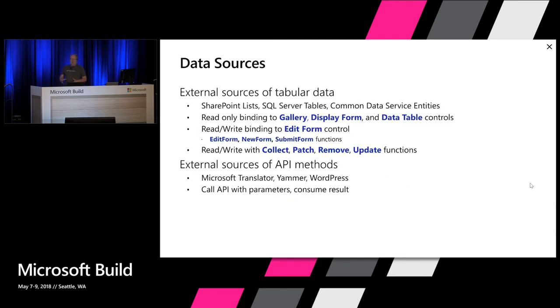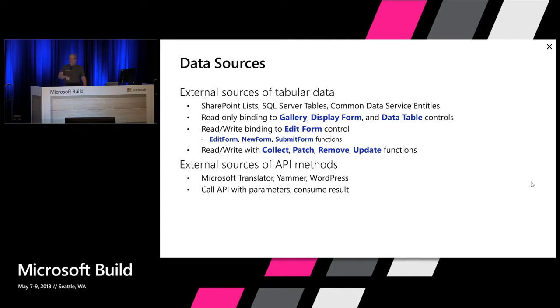Then there's data sources. This is an external source of tabular data. So a SQL table comes into our system as a table that we can reason about. A SharePoint list comes as a table. A CDS entity comes as a table. Galleries, display forms, and data tables help you display that and interact with it. And then there's a set of UI controls like those, and there's a set of functions for directly interacting. If you want to write the equivalent of an update query, you do that through the patch function or the collect function.